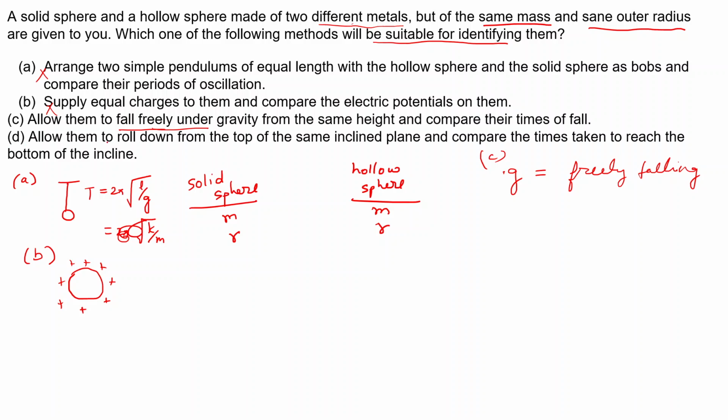The fourth option is allow them to roll down from top of the same inclined plane and compare the time taken to reach the bottom of the incline. As we are doing the questions on moment of inertia, as soon as it's mentioned that one is solid, another is a hollow sphere, it should come to our mind that moment of inertia comes into picture. The time period of pendulum, charge and freely falling body are different things, but we know that moment of inertia for solid sphere and hollow sphere is different, right?